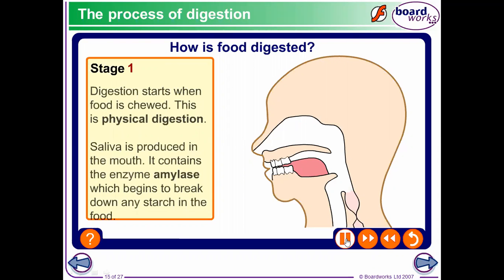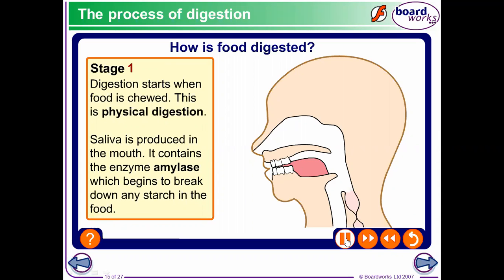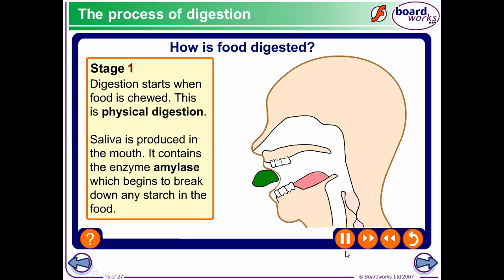Digestion starts when the food is chewed. This is a physical action, so its type of digestion is mechanical. Saliva is produced in the mouth. It contains an enzyme called amylase, which begins to break down any starch in the food into simple sugar or glucose sugar.